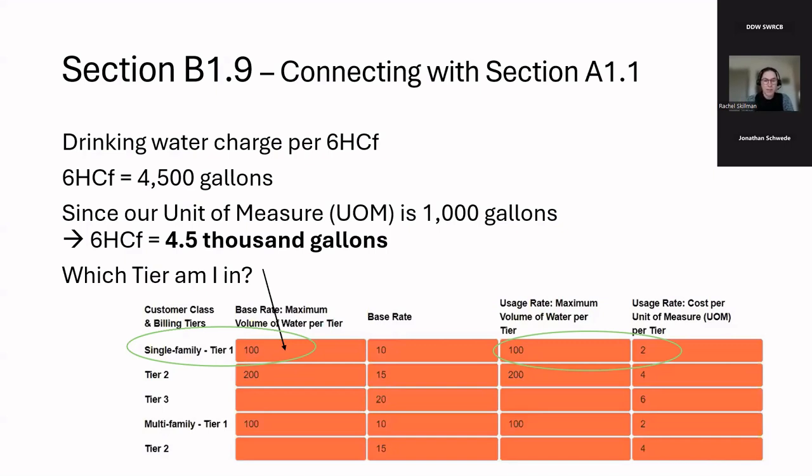So now we have to figure out what tier we're in to know how to do this calculation. Since we're trying to find 4.5 thousand gallons, and these numbers are entered in 1,000 gallons, this is saying that the maximum volume of water for this tier is 100,000 gallons. And so 4.5 thousand gallons is below 100,000 gallons. And so we are in tier 1.